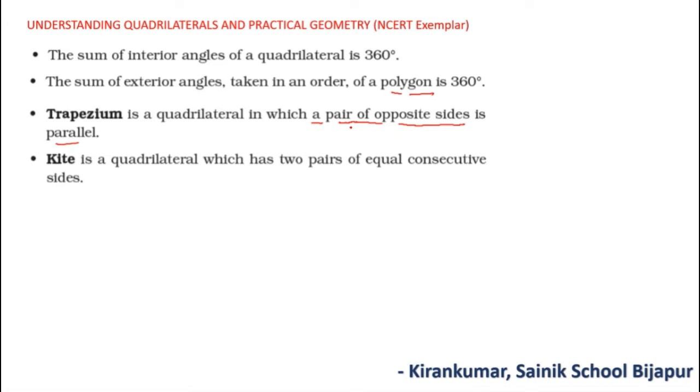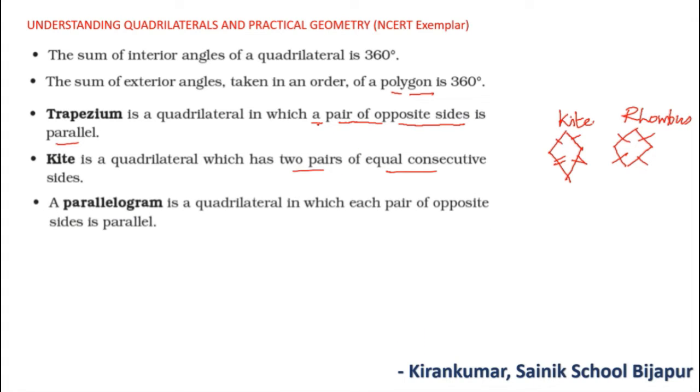Kite is a quadrilateral which has two pairs of equal consecutive sides. All the consecutive sides are not equal, only two pairs of consecutive sides are equal. It's a kite. These two pairs are equal. Whereas in a rhombus, we have all the consecutive sides equal. All sides are equal in a rhombus, whereas in a kite, we have only two pairs of consecutive sides equal.